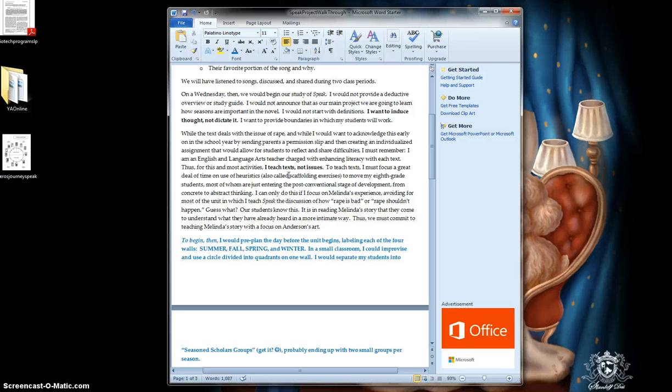To teach texts, I focus a great deal of time on the use of heuristics, called scaffolding if you're thinking of Gallagher, to move, in this case, my 8th grade students, most of whom are just entering the post-conventional stage of development, from concrete to abstract thinking. I can only do this if I focus on Melinda's experience, which does include rape, but it's her experience, avoiding for the most part the discussion of how rape is bad or rape shouldn't happen. Guess what? Our students know this. It is in reading Melinda's story that they come to understand what they have already heard in a more intimate way.